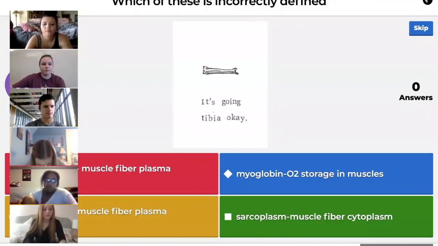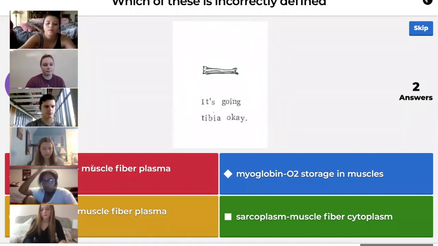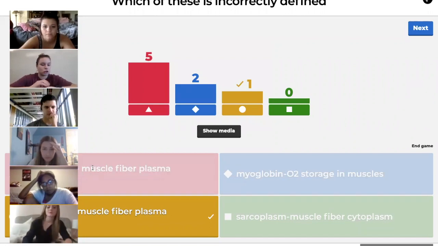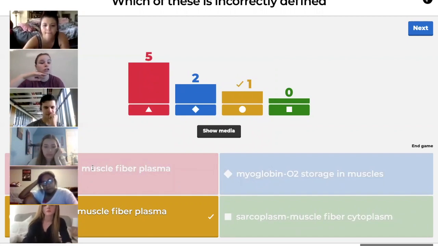I'm good. Which of these is incorrectly defined? Okay, so the sarcolemma is the membrane. This is a dope song, but we need to know these definitions. So myoglobin is the oxygen storage in muscle. So myo literally means muscle, just like hemoglobin is the oxygen store for blood.